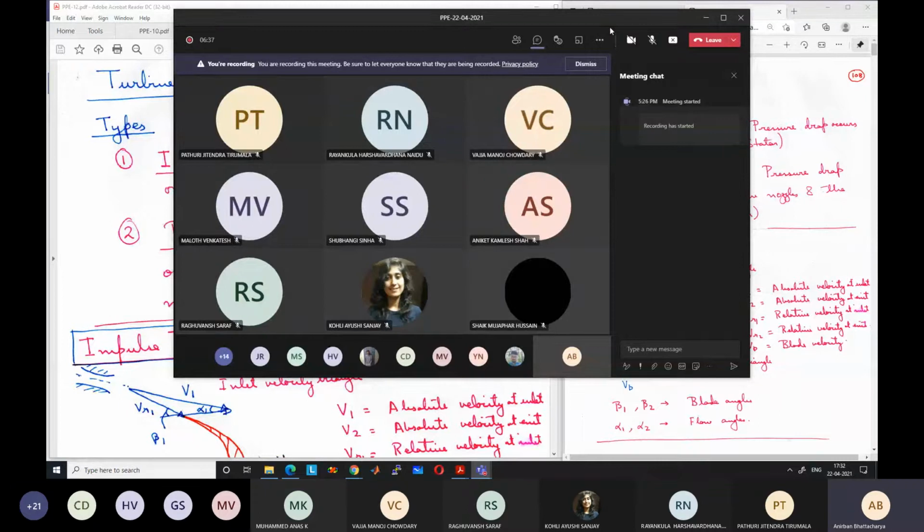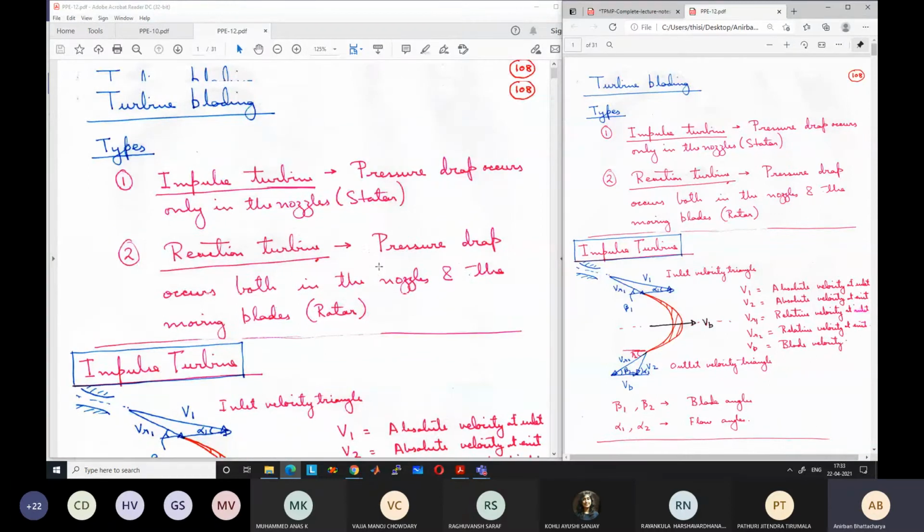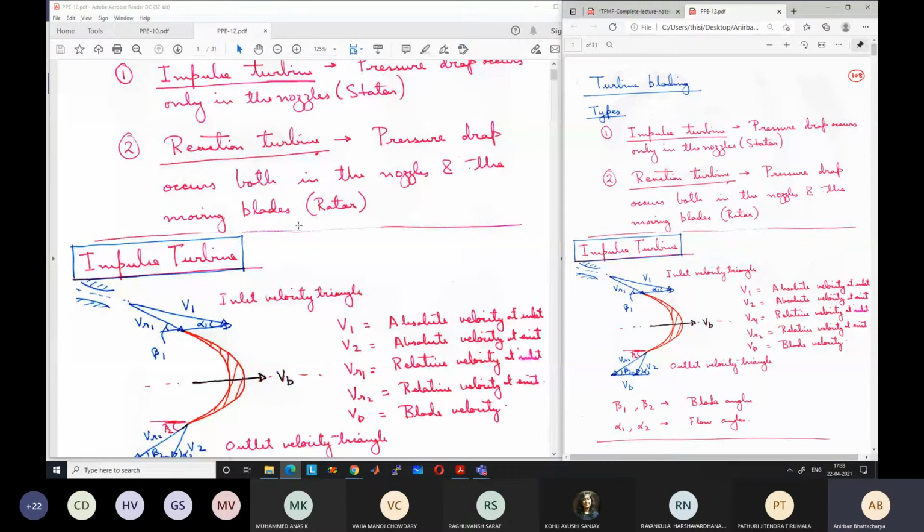All right. Let us continue. We have already discussed nozzles, so we will go into turbine blading. We started discussing the basics of turbine blading in the previous class yesterday. If you consider a typical stage, let me just open the diagram again.